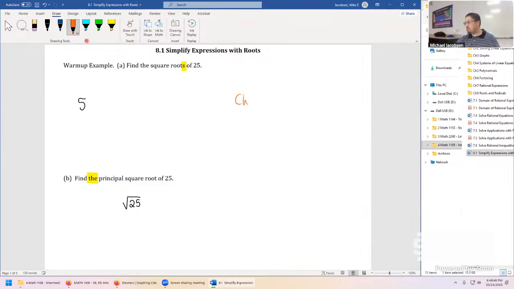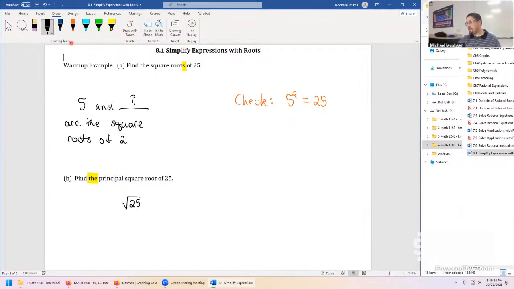And the quick check to that is: 5 is a square root of 25 because if you take 5 to the power of 2, square root means in our check we're using power 2, you get the thing we started with, 25. But there's another answer. Anyone see what the other answer is for a square root of 25? So 5 and something else are the square roots of 25.